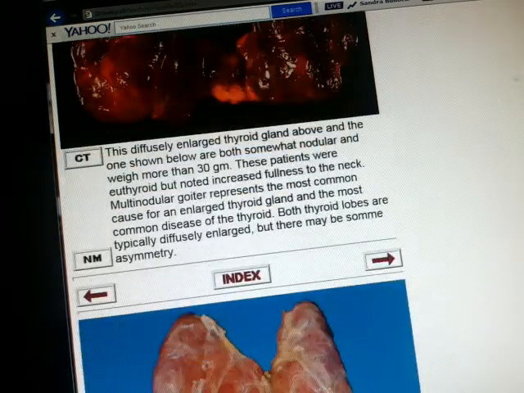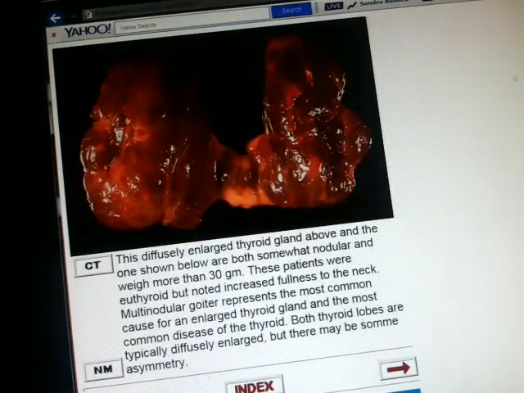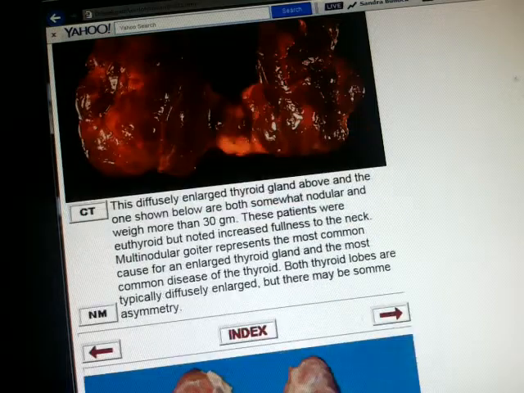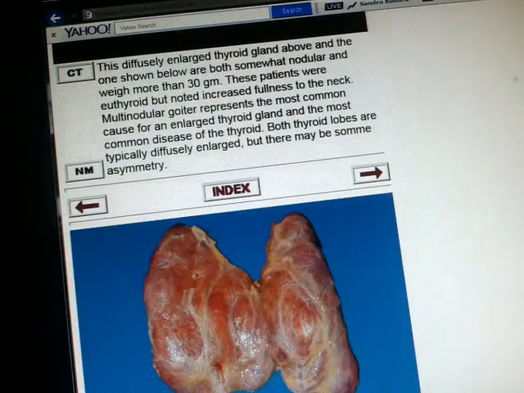Both thyroid lobes are enlarged diffusely. Here also, both lobes are enlarged diffusely.